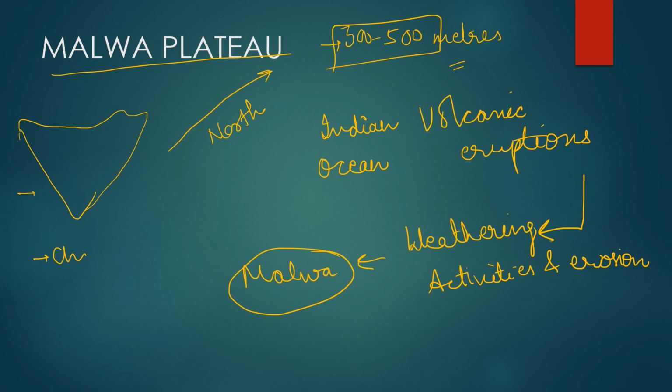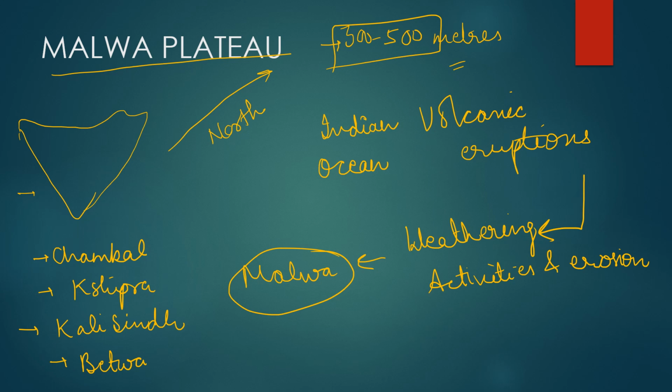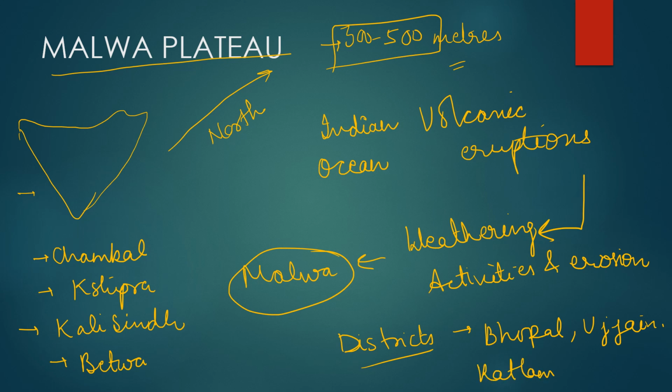We have Chambal River, a very famous one. We have Shipra. Kali Sindh passes here. Betwa also passes through this region. The major districts of Malwa Plateau, Malwa region, are, we can see the major ones, not all, like we have Bhopal here, we have Ujjain, we have Ratlam, Vidisha. So these are the major districts of this region.